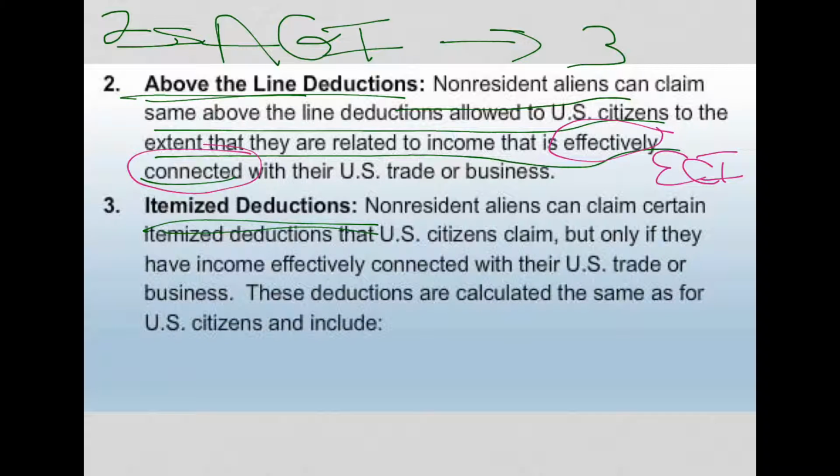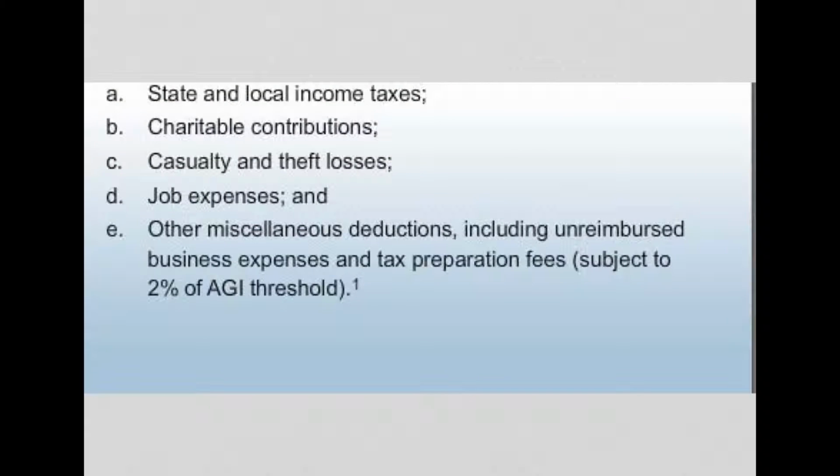With FDAP, it's a flat tax. So you must have ECI in order to get these above-the-line deductions. For the below-the-line deductions, non-resident aliens can claim certain itemized deductions. Again, it's only if they have effectively connected income with a U.S. trade or business. And these are some of the deductions they can get. So you can look through that list and try to remember if you remember these itemized deductions.